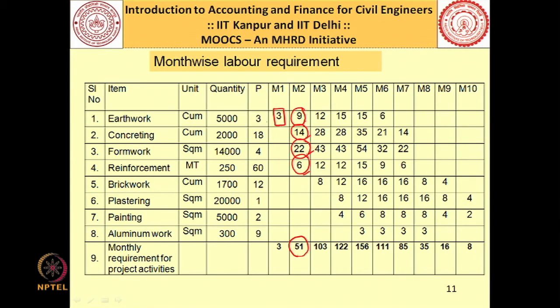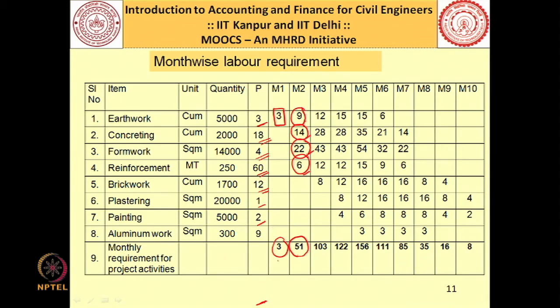These are the productivity norms which you can note from this particular slide. For earthwork, I am considering 3 man hours per cubic meter. For concreting, 18 man hours per cubic meter. For formwork, 4 man hours per square meter. Reinforcement, I am considering 60 man hours per metric ton. For brickwork, 12 man hours per cubic meter. For plastering, 1 man hour per square meter. For painting, 2 man hours per square meter. And for aluminium work, 9 man hours per square meter. So, knowing this, I can calculate the month wise labor requirement for the entire duration of the project.